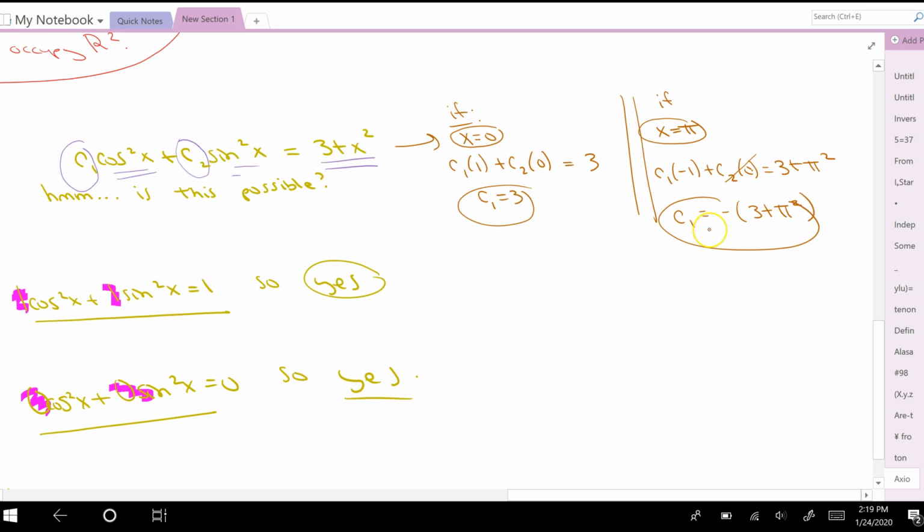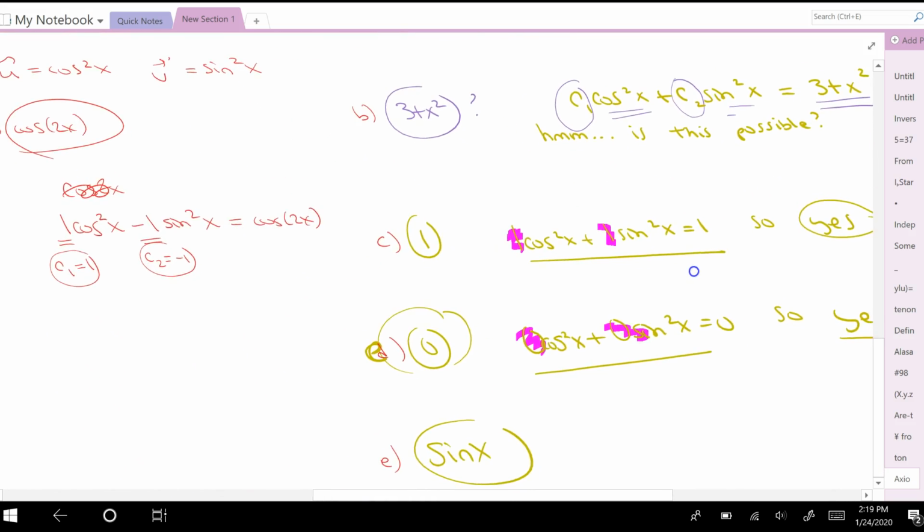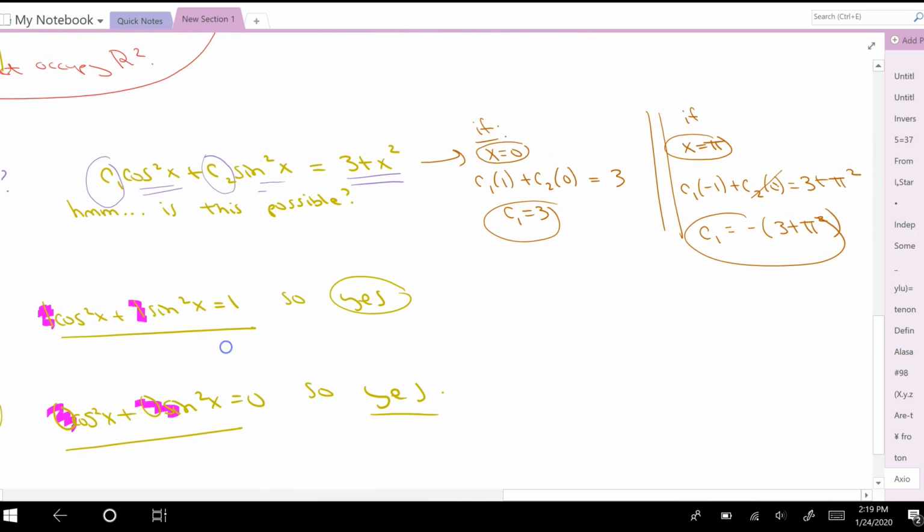The point of finding a linear combination is to find the values of the constants that allow me to linearly combine. So this yields a contradiction. The answer to this question is no: 3 plus x squared is not in the span of u and v.